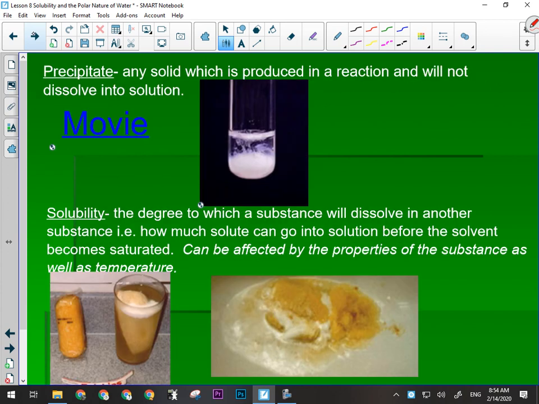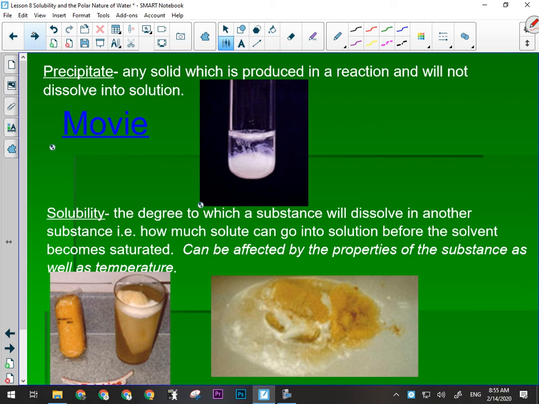A precipitate is a solid that's produced in a reaction and will not dissolve in solution. As I was telling you before, in our reactions lab you're going to have 2 reactions where you mix 2 clear solutions, and when you mix them together, you're going to produce solids, precipitates that are going to be powders that you'll be able to visibly see fall out of the solution after the reaction. So what you've done is you've taken 2 materials that are soluble in water, caused a reaction that produced at least 1 material that's not soluble in water.